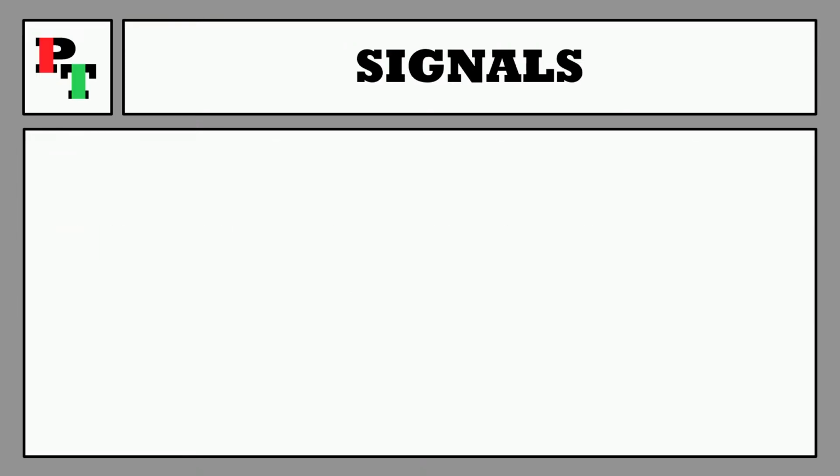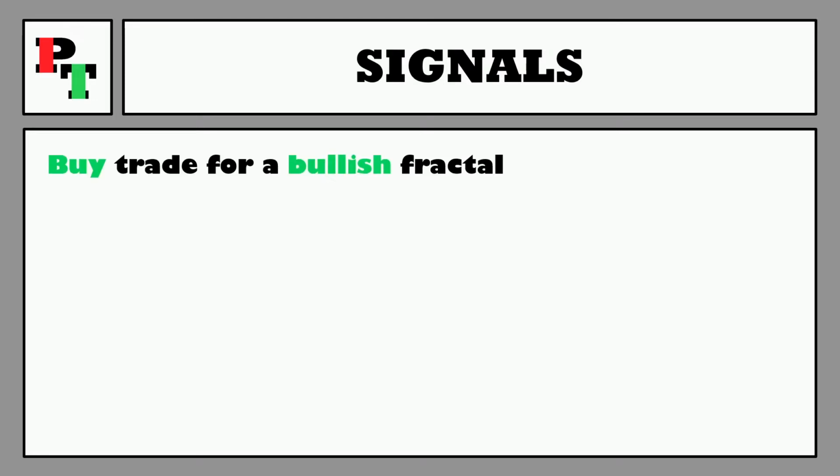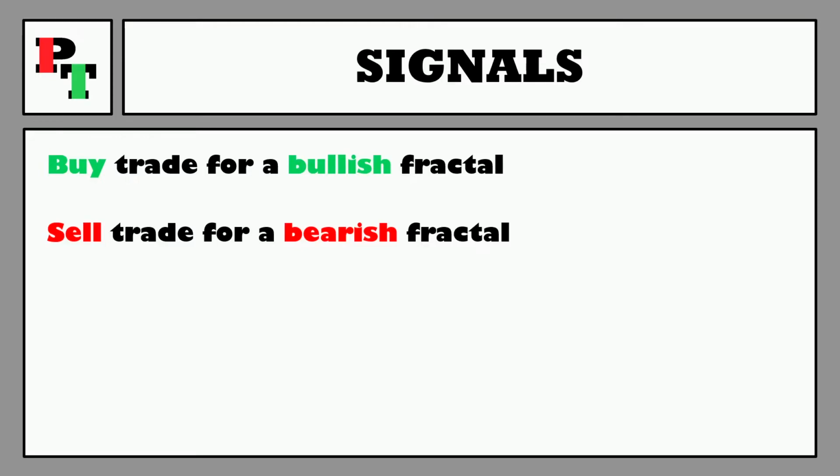So what use are they then? How can we utilize the fractals for entry signals on our trades? Well, we'll run with the basic idea that if we have a bullish fractal form where the center candle has the lowest low in price, then that's a signal for us to enter a buy trade. And if a bearish fractal forms where the center candle has the highest high in price, then that's a signal to enter a sell trade.